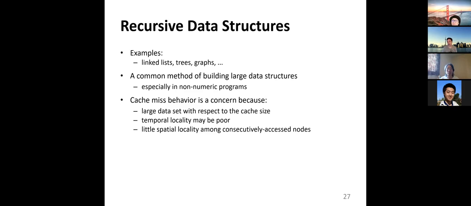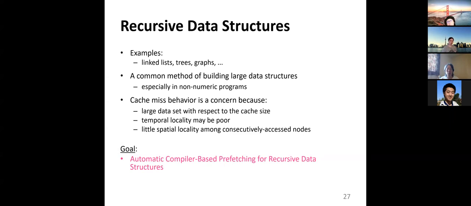Temporal locality might be poor. I can jump across this graph in quite a random way, depending on my algorithm, and it has very poor temporal locality. It has very little spatial locality among consecutive nodes. Think about the tree. When I parse the tree, how I allocate the data and how I access the data have nothing to do with each other, and spatial reuse is minimal in the general case. It's not like an array, where if I go sequentially, I know everything is nicely allocated. In a tree, it's not like that.